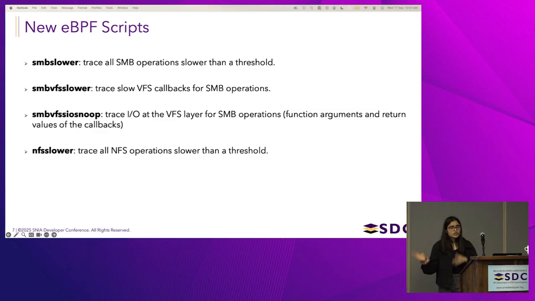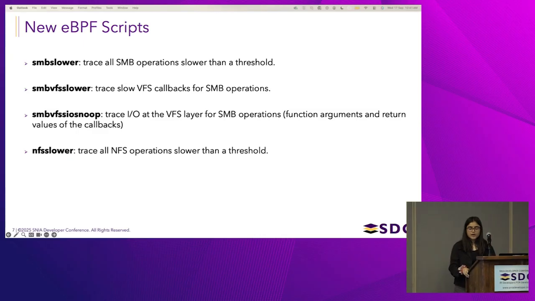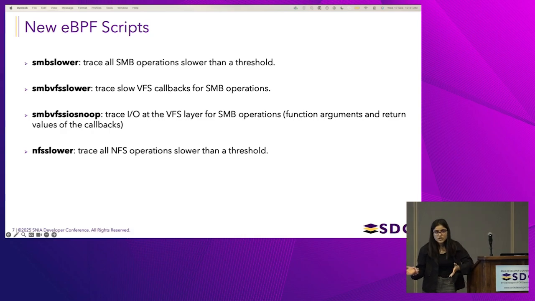So the new eBPF scripts that we introduced, I presented these at SambaXP this year. But NFS slower is the new one. SMB slower traces all SMB operations that are slower than a particular threshold. So it sits right when the request leaves your subsystem on the wire to the server, and then gets the time when the request comes back to the client, and then gets the latency that is slower than a particular threshold.